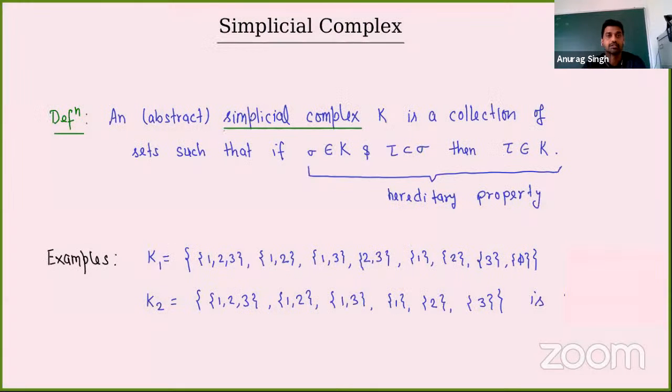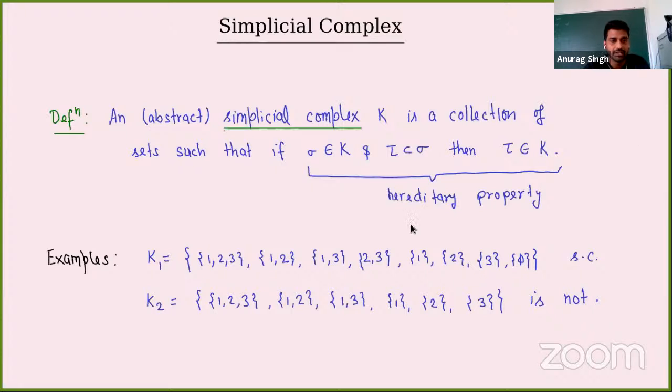So let me start with a basic definition in this area, that is a simplicial complex. A simplicial complex is a collection of sets with the property that if you have a set in the collection, then all the subsets of the set are in the collection. This property of having all the subsets of a set in the collection is called the hereditary property. So a simplicial complex is a collection of sets with the hereditary property.